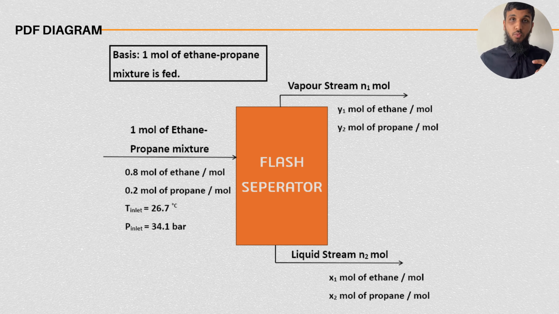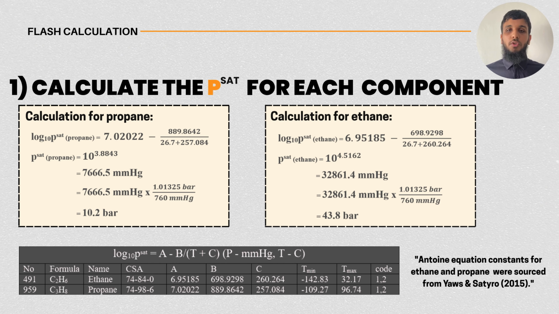Our goal is to calculate Y1, Y2 for the vapor, and X1 and X2 for the liquid, and the total number of vapor moles, which is N1, and the total number of liquid moles, which is N2. So now we are going to calculate the Psat for each component by using the Antoine equation.